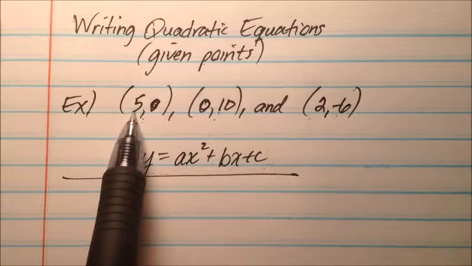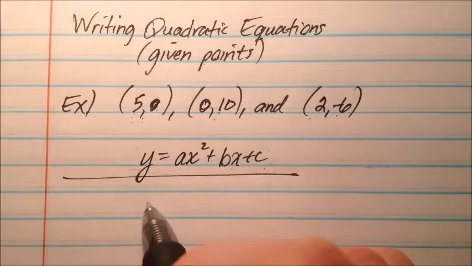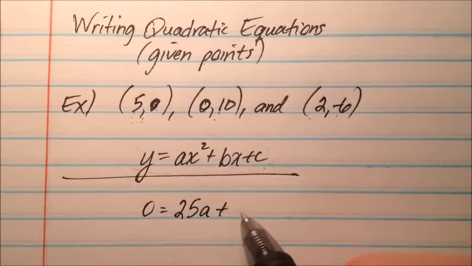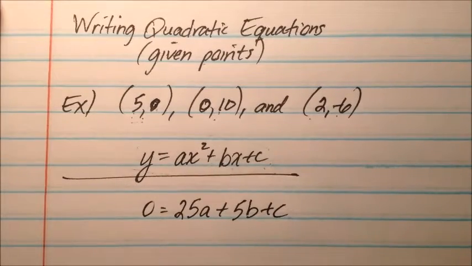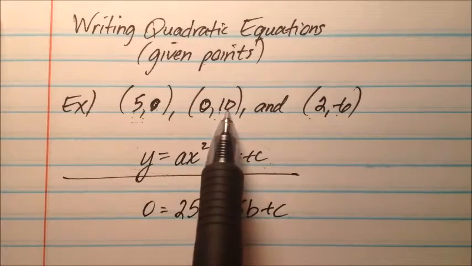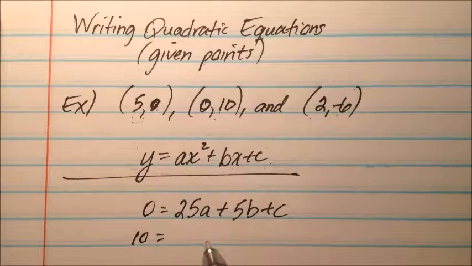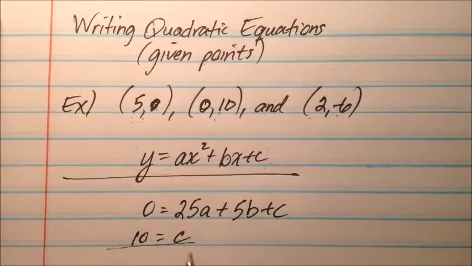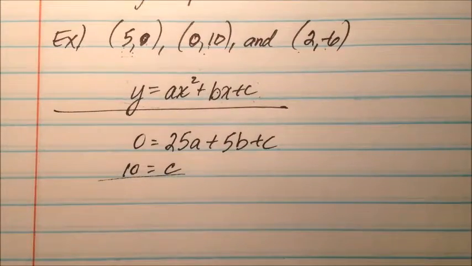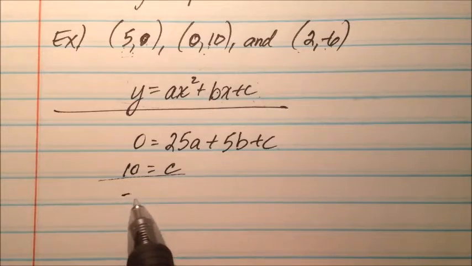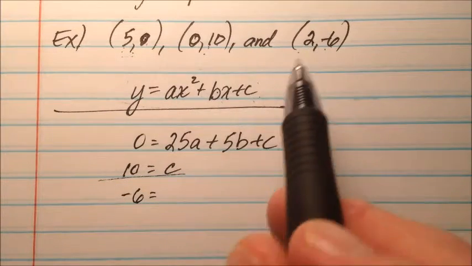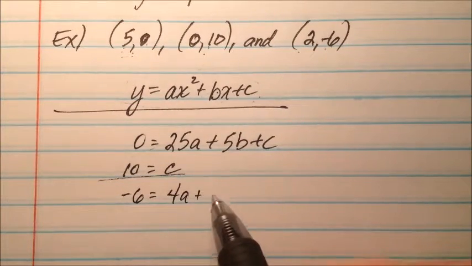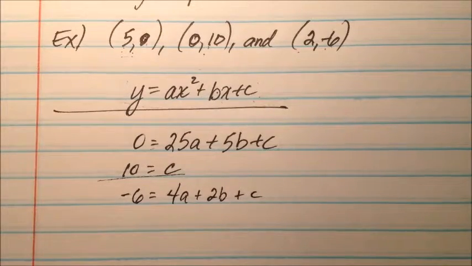So our first one, x is 5 and y is 0. So 0 equals 5 squared is 25, so 25a plus 5b plus c. Our next one, x is 0 and y is 10. So 10 equals, and actually since there are zeros here and here, that just equals the value of c. So we actually have c already. And then our final one, negative 6 will be my y, and my 2 will go in for x. So 2 squared is 4, so 4a plus 2b plus c.